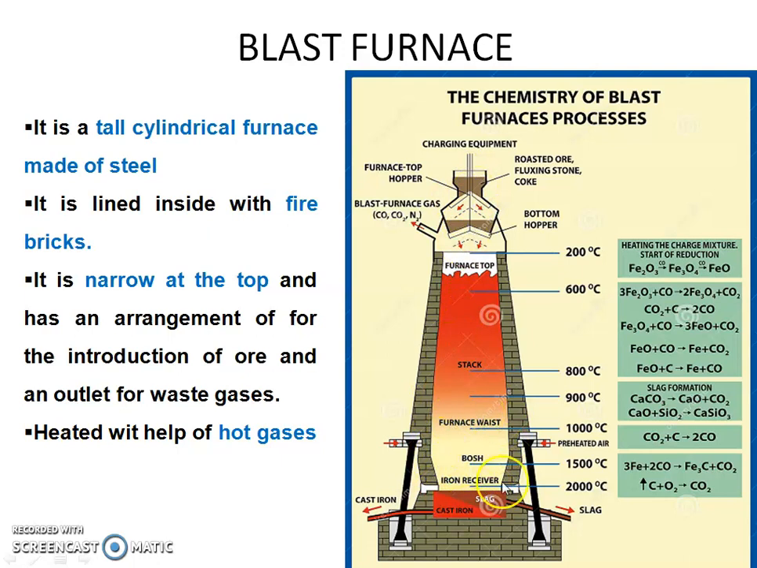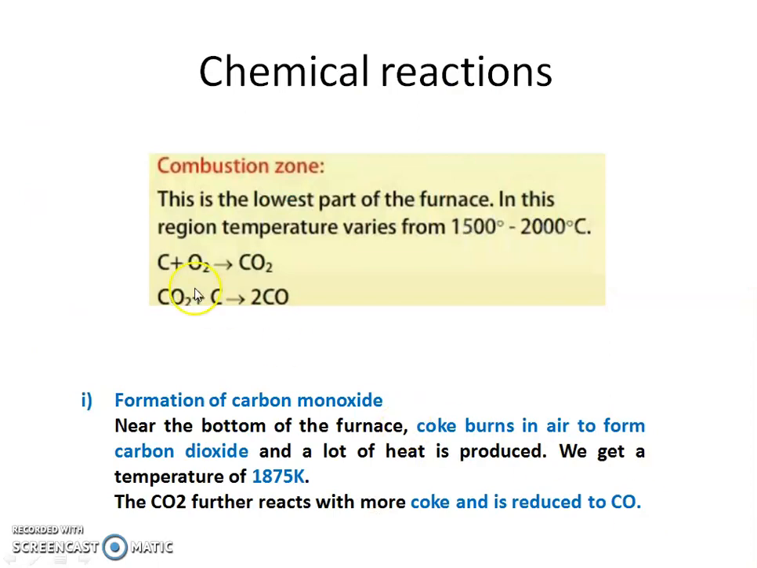Then this carbon dioxide gas will react with another coke, then it will form carbon monoxide. This carbon monoxide gas will go upward, so that this furnace will be heated up. When this carbon monoxide goes upward, different reactions will happen. First is the combustion zone, that is the downward zone. This is the lowest part of the furnace.